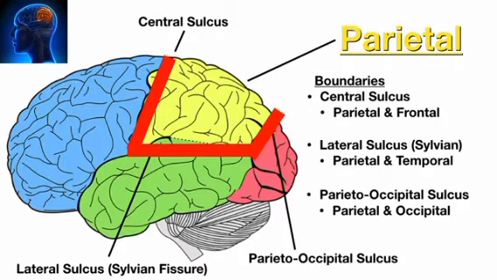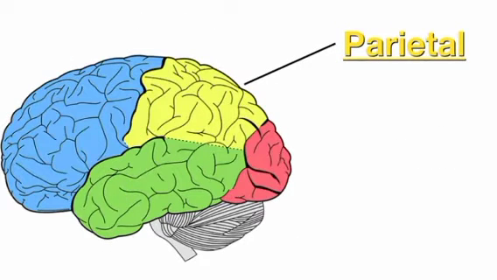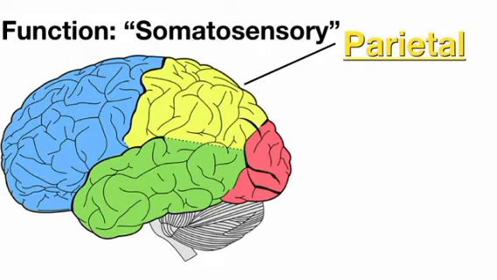And the last one we need to learn is the parieto-occipital sulcus. This is going to separate the parietal lobe from the occipital lobe, as the name suggests. Whenever you think of the overall function of the parietal lobe, think of the word somatosensory.